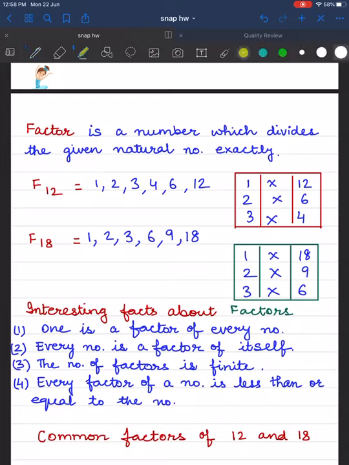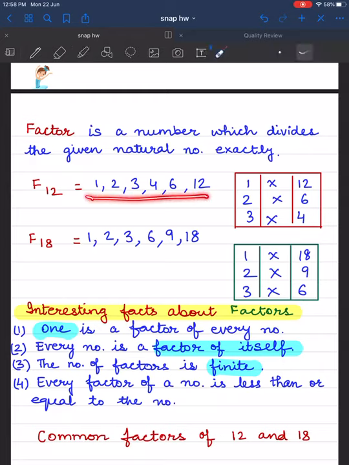Now let's look at some interesting facts about factors. First, 1 is a factor of every number. So here you can see 1 is a factor of 12, 1 is a factor of 18 also. Second, every number is a factor of itself. So here you can see 12 is a factor of 12 and 18 is a factor of 18. Third, the number of factors is finite. That is, we can count the number of factors. So here you can see factors of 12 are 6 in number.